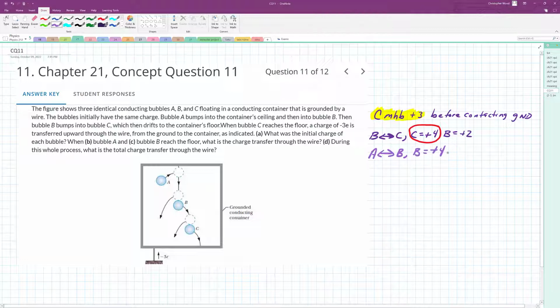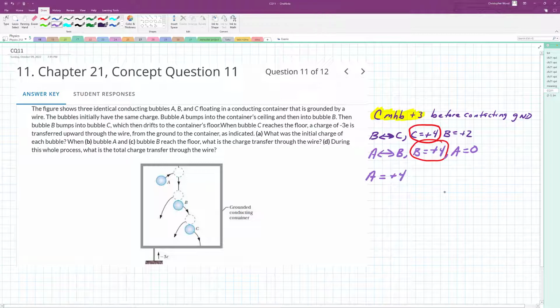And I'm saying that because when bubble B contacted bubble A, I know bubble A had a charge of 0, because bubble A had lost all of its charge prior to contacting bubble B when it contacted the grounding container. So now I can say I know for sure bubble B started off with a charge of positive 4, because prior to contact with bubble A, bubble B was also in its initial state. This means bubble A also must have had a charge of positive 4.